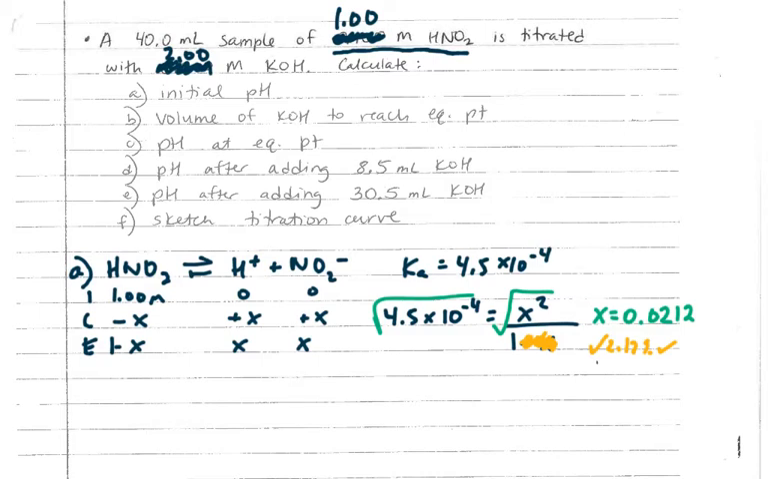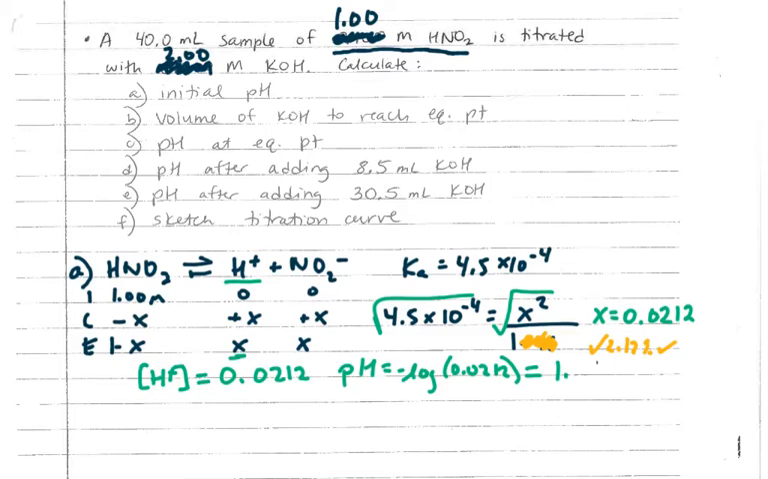So in this case, the concentration of H plus is x, which is 0.0212. So the pH initially is the negative log of 0.0212, which is 1.67. The initial pH is 1.67. All right, part B.